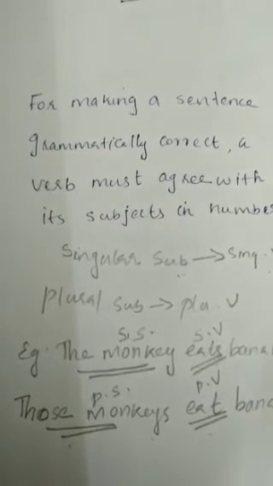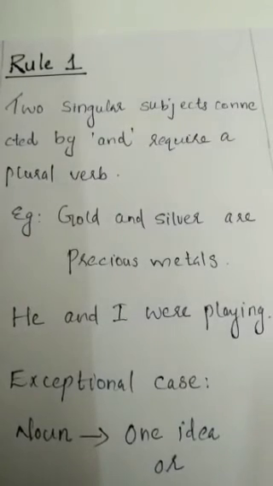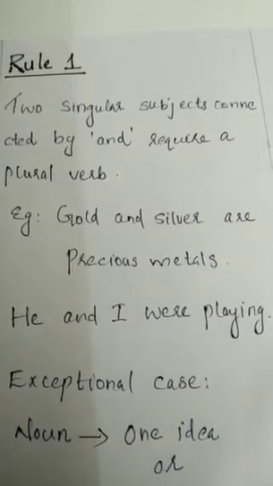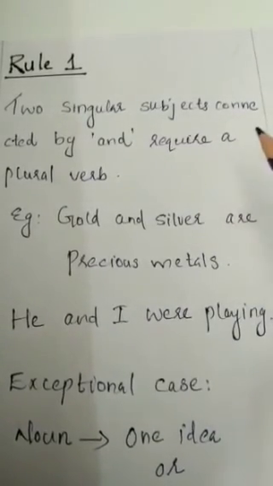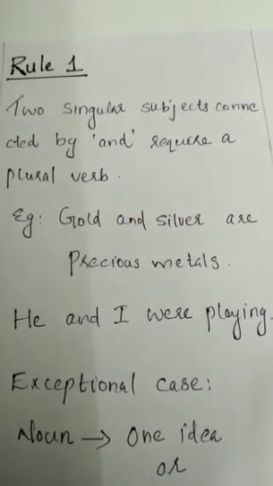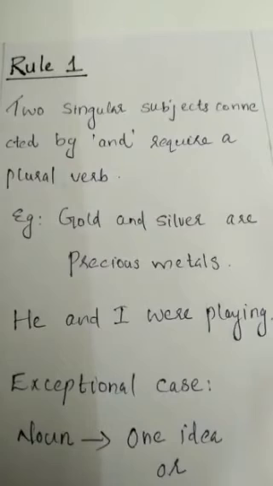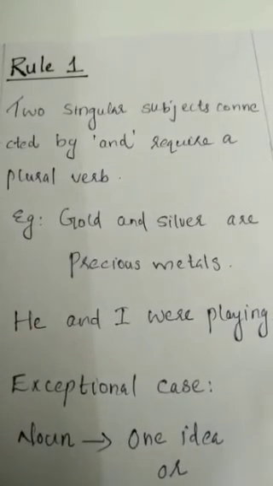And there are some important rules related to subject-verb concord. Okay, so now let's go through those rules also. Ready? So here you can see rule number 1. Two singular subjects connected by 'and' require a plural verb.